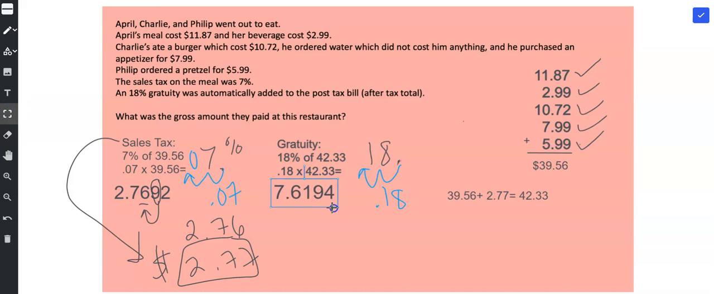With money, you need the tenths place and the hundredths place. That's why we round to the nearest hundredth. So this becomes $7.62, and that's the tip.